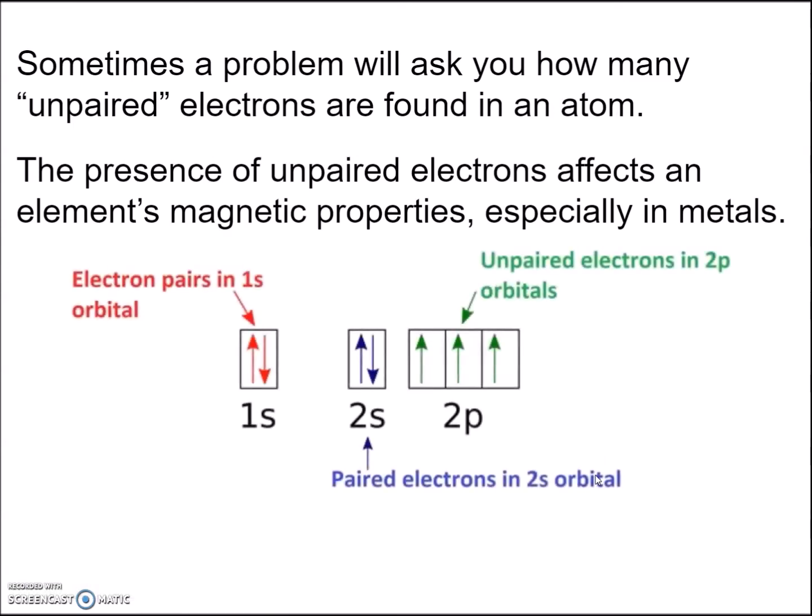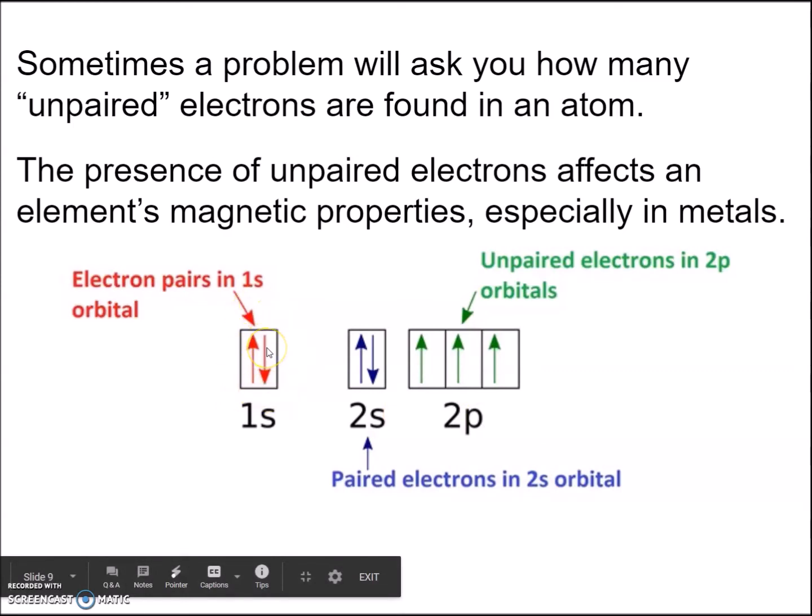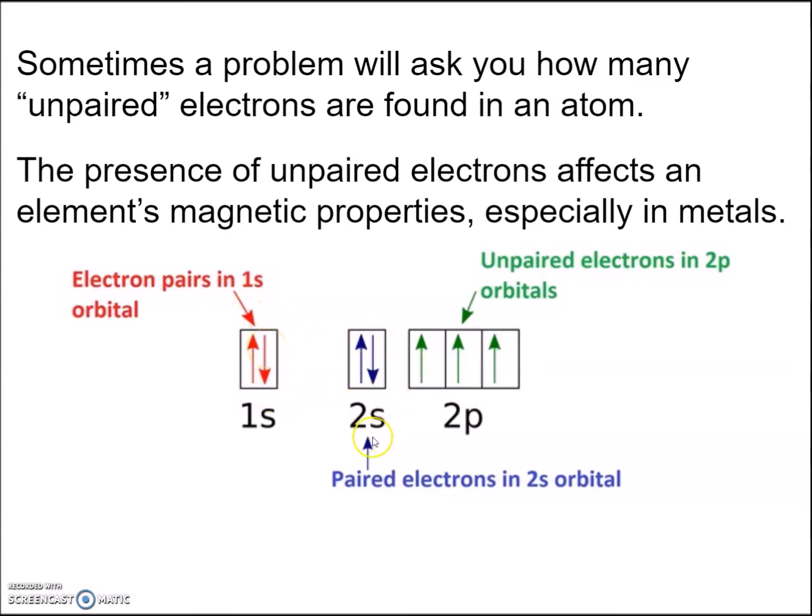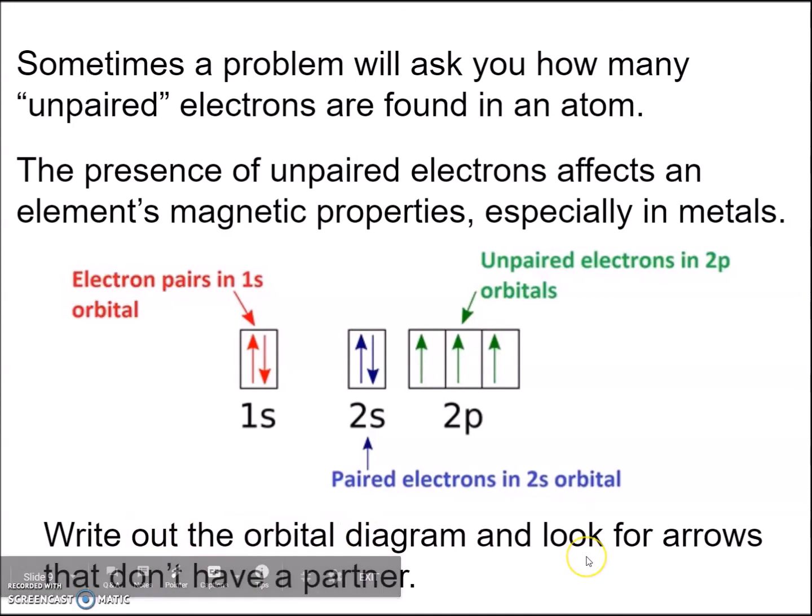So here's an example of nitrogen's orbital diagram. They're showing you that there's a pair of electrons in the 1s orbital, another paired up 2 electrons in the 2s orbital. And then we have 1, 2, 3 unpaired electrons in the 2p orbitals. So if they asked you how many unpaired electrons are in a neutral atom of nitrogen, you would have to draw out the orbital diagram, write out the orbital diagram, and then look for arrows that don't have a partner. In this case, you'd say there's 3 unpaired electrons.